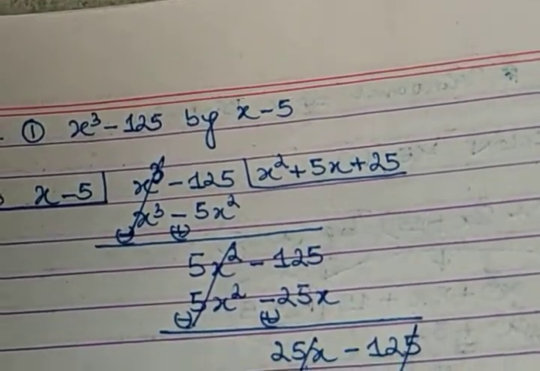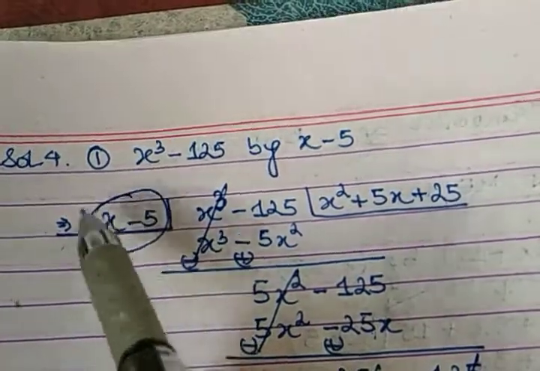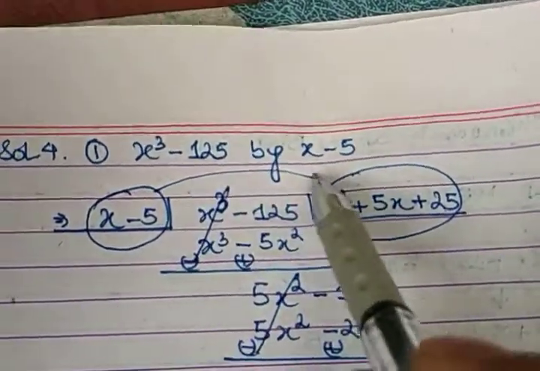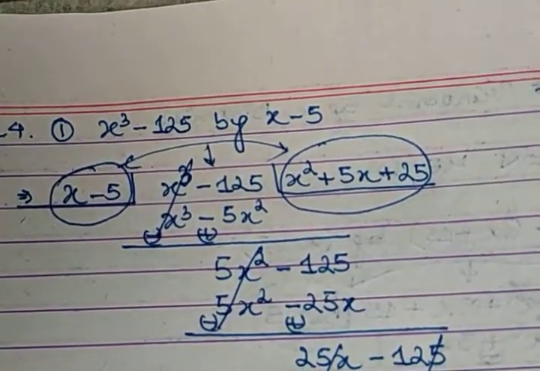And when you multiply the divisor and the quotient, as I have already said, you will get the dividend. That is how you can check answers as well, isn't it?